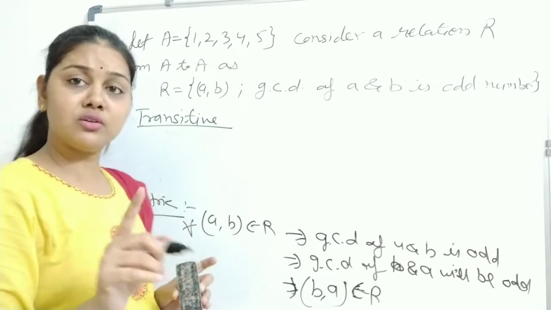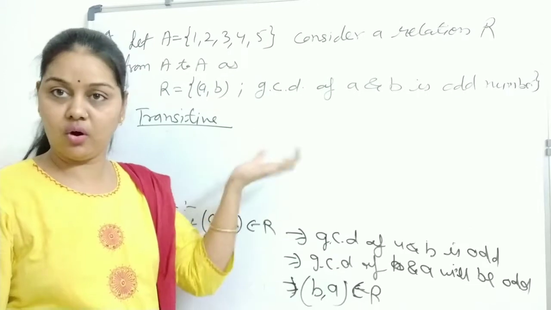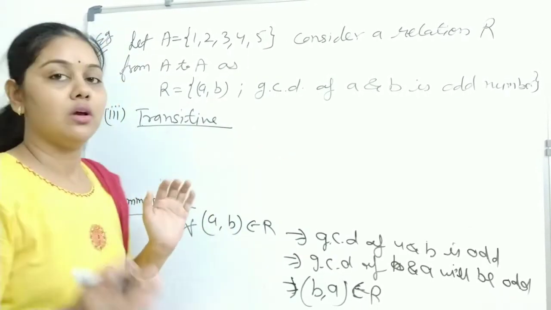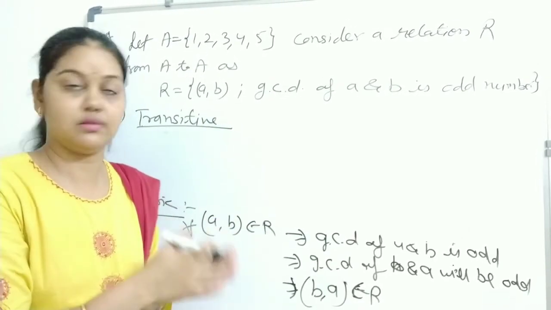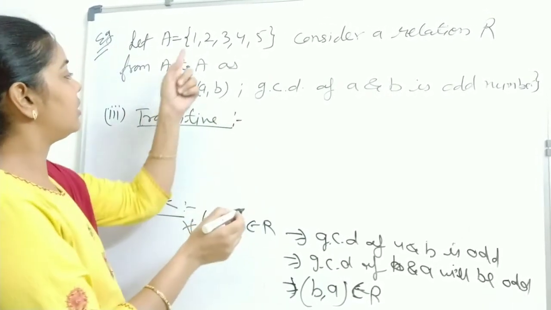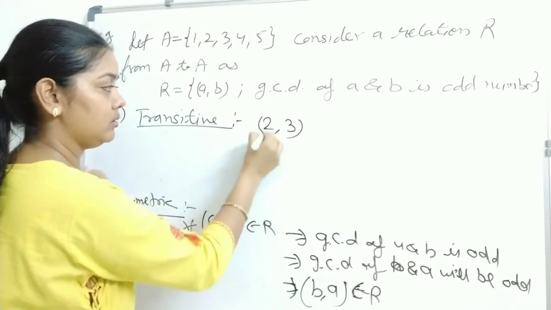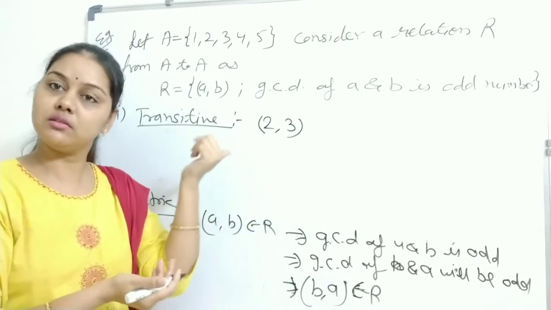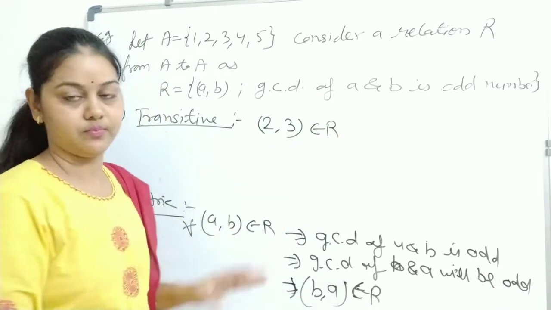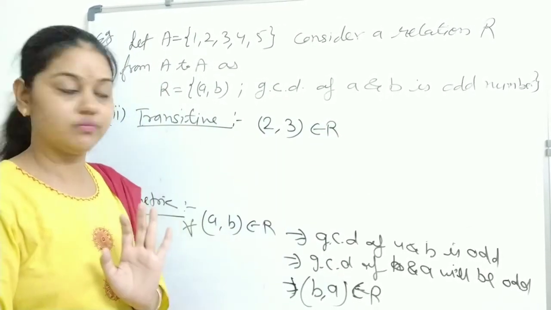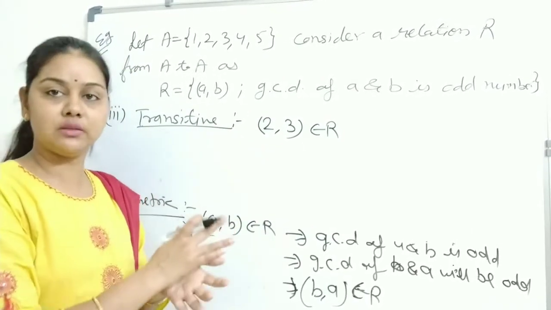Transitive. For transitive, we need two pairs, two ordered pairs of R. Look at this. Always try to find the position where the condition is false. If I am taking 2 and 3, the greatest common factor is only 1. It means it belongs to R. 2 is related with 3 in R, and obviously 3 is also related with 2.